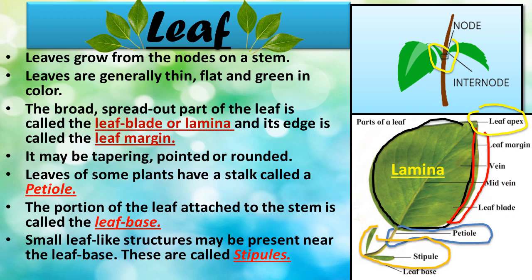Okay, so what are the stipules? These are the small leaf like structures that are present near the leaf base. And what is the leaf base? This is the portion of the leaf attached to the stem. This is called the leaf base. So student, this is about the basic structure of a leaf or the basic parts of a leaf.